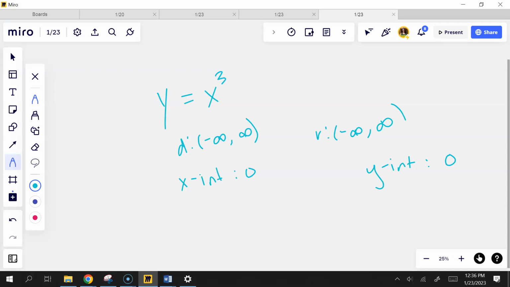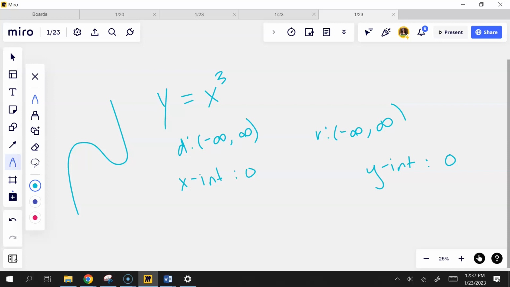How about extrema? Does it have any maxes or mins? Not for the parent. Now, as I start stretching and shrinking and moving and doing all that good stuff, one might occur because I might end up with something that looks like this. But for the parent function, I don't have any, right? It's always increasing as you go.